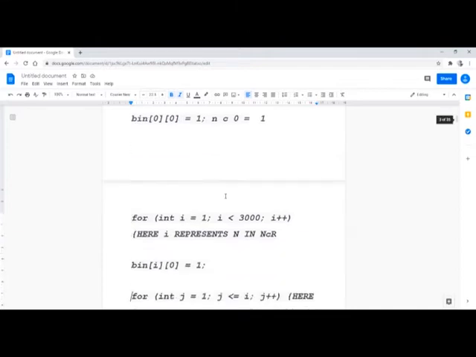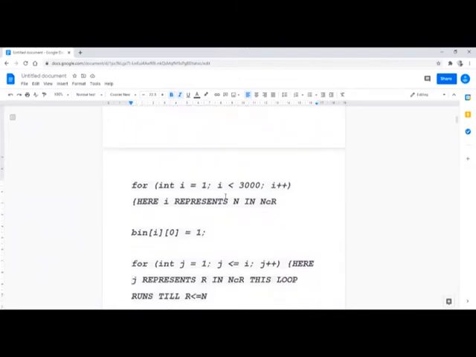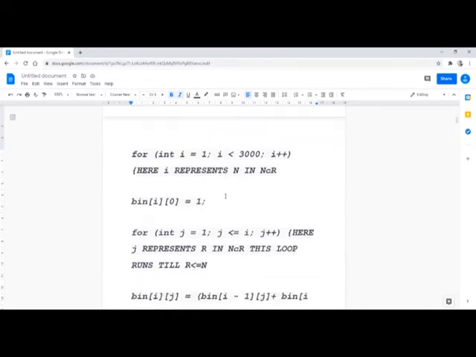So for int i is equal to 1, i less than 3, i plus plus. Here i represents the n in NCR. So bin of i and 0 is equal to 1. This is always true because bin of i 0 represents NCR where n is given by the value i and r is given by the value 0. So that's why NC0 is always equal to 1, and that's why bin of i 0 is always equal to 1.